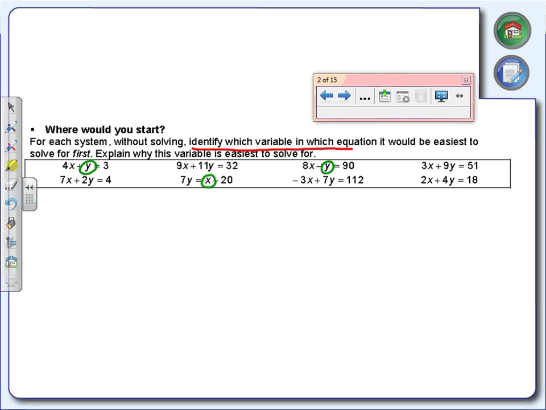Now, unfortunately, sometimes that's not the case. If you look at the last system, there is no variable that doesn't have a number in front of it. So we would still have to choose one. It really wouldn't make a difference for me. I would probably choose this one right here. If you choose something different, it wouldn't necessarily make it wrong. It might make it a little hard, just not wrong. All right, so all we did was identify what's easier to solve.